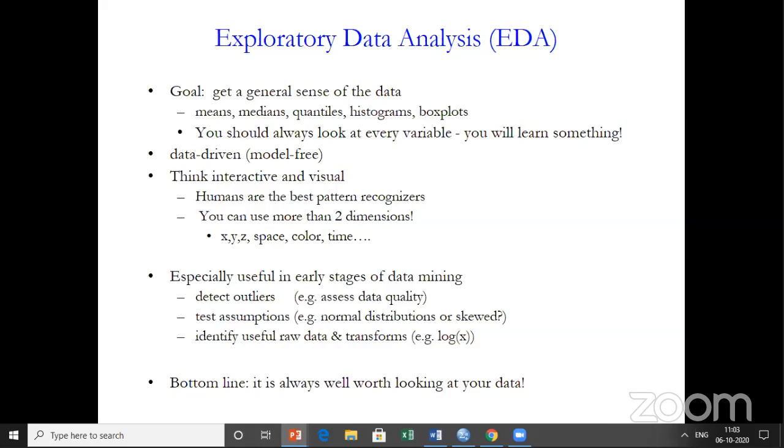Then every data which you collect has to have certain assumptions, and that assumption is nothing but the normal distribution. If it is a bell-shaped curve, the data which is collected is normally distributed, because all the tests have to follow the normality assumption.